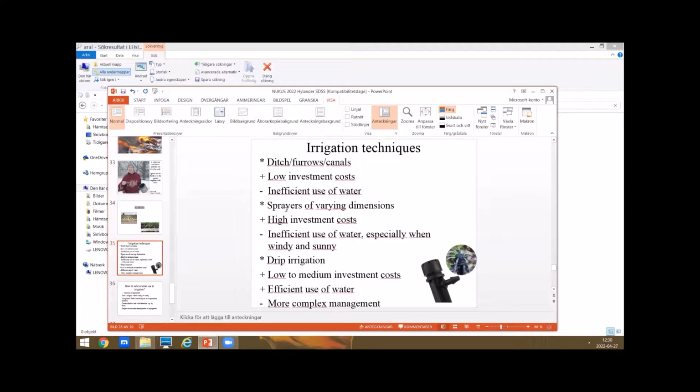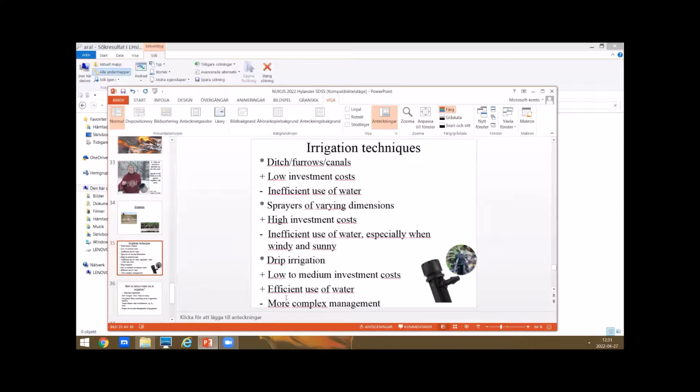Then we can have sprayers of varying dimensions. They have very high investment costs, and they are also inefficient in their use of water, especially when it's windy and sunny, because of so much exposure of the water droplets to the warm air, and much is evaporating before it ever comes down to the soil or the plants. So it's more efficient to use drip irrigation. It has low to medium investment costs, and it gives a very efficient use of water.